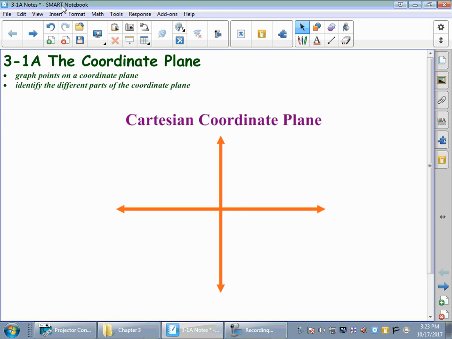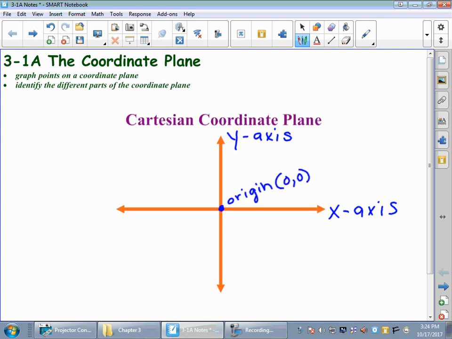So it's actually called the Cartesian coordinate plane. It's the two-dimensional space where two number lines intersect. The first number line is this horizontal number line, and we now call that the x-axis. And then the vertical number line we call the y-axis. So I'm hoping that you actually label these two axes on your notes as well. Where those two number lines come together is called the origin, and it's a point with an ordered pair 0, 0.